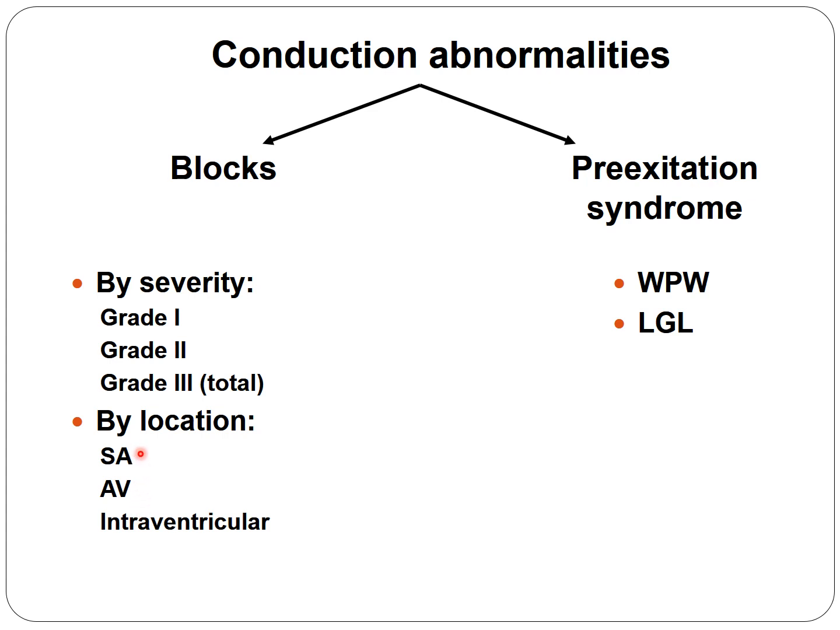such as the sinoatrial node and the atrium. We have the AV junction that is located between the atrium and the ventricle, and intraventricularly we have the bundle branches. When we are going to talk about the pre-excitation syndromes, we are going to talk about the Wolff-Parkinson-White syndrome and the Lown-Ganong-Levine syndrome.